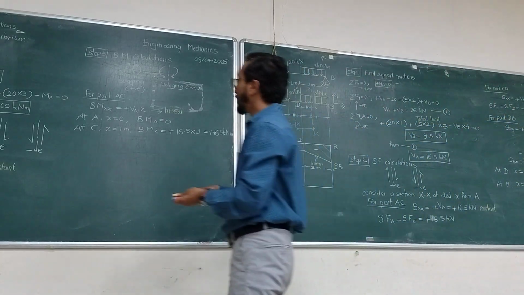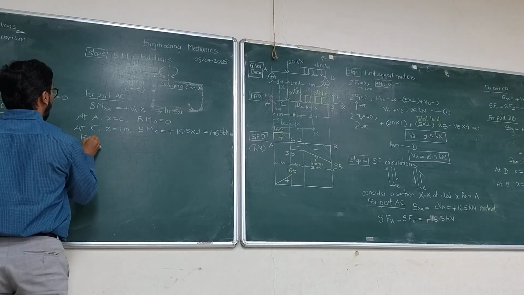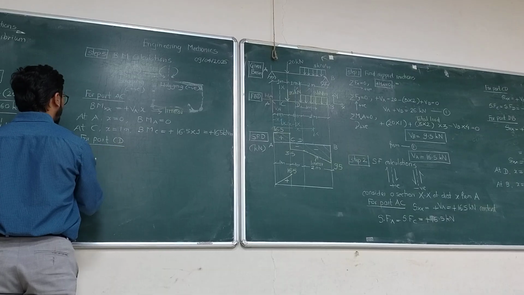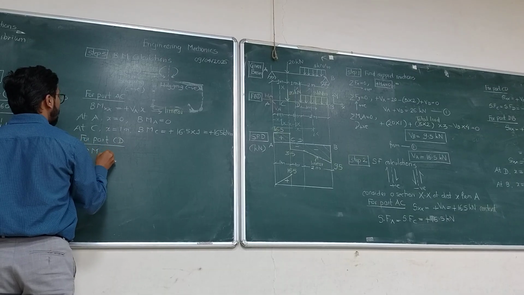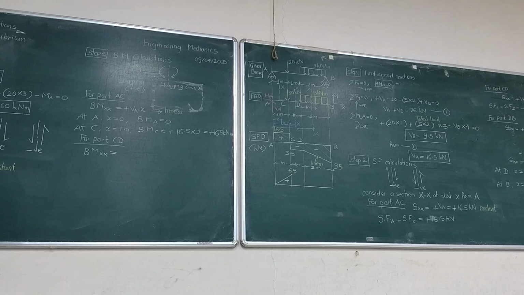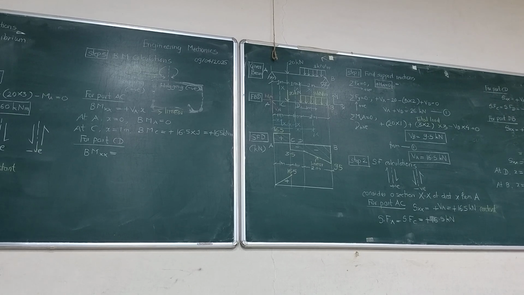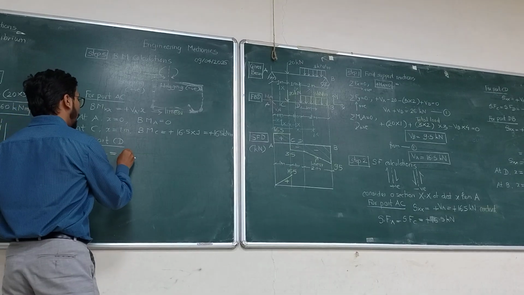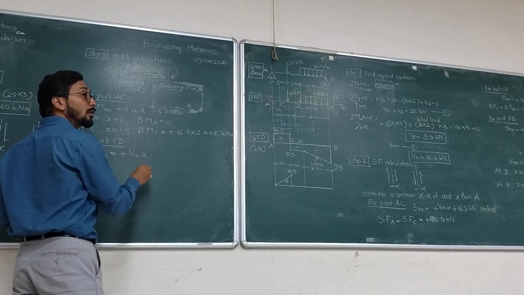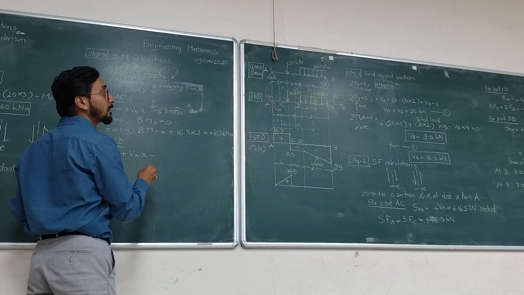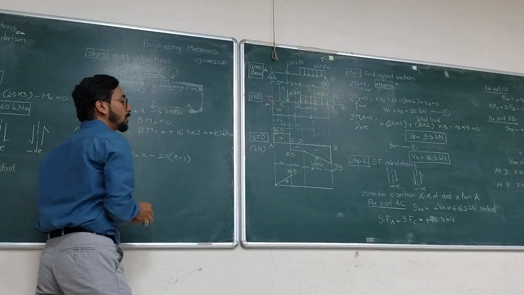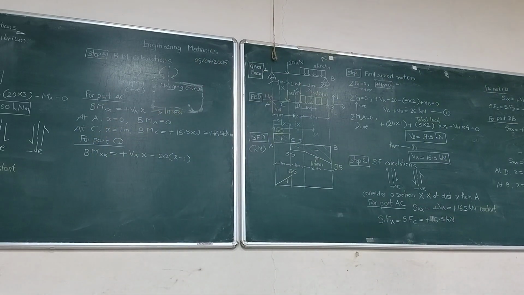Let us go for the next part. For part CD, equation of bending moment at XX. Which bending moment equation? You tell. Very good. Plus VA into X, minus 20 into X minus 1. Very good. Great. That is correct.